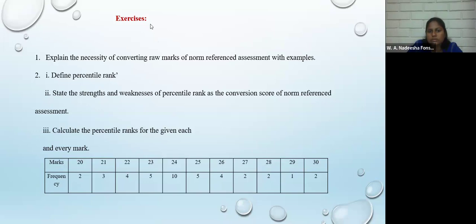So then, explain the necessity of converting raw marks of norm reference assessment with examples. Yes, norm is rank. That's also correct. We rank the students like first in the class, second in the class, third in the class. Class-wise, we rank the students. That is norm reference assessment. Why is it necessary to convert these raw marks?